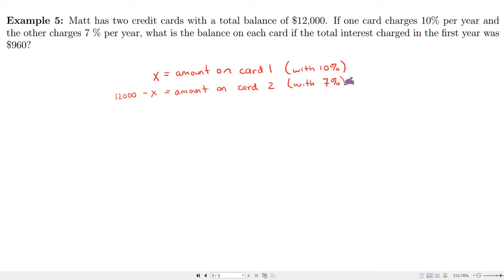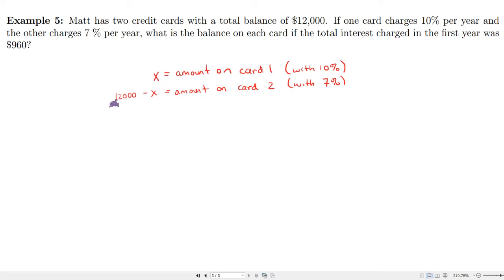Now, this choice is arbitrary. I could have said X is the amount on card 2 and that this will be the amount on card 1. It's just as you solve the problem in the end, you have to be consistent, and you'll get the same answer at the very, very end. You have to be consistent throughout this problem. From this point on, we know that X is designated as the amount on card 1.